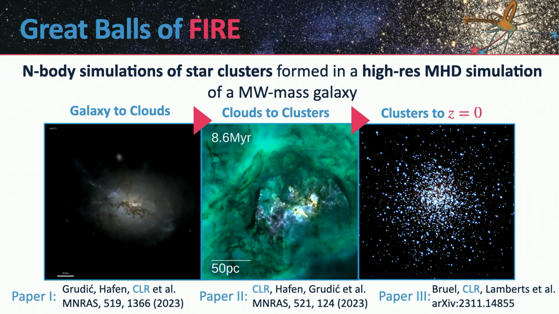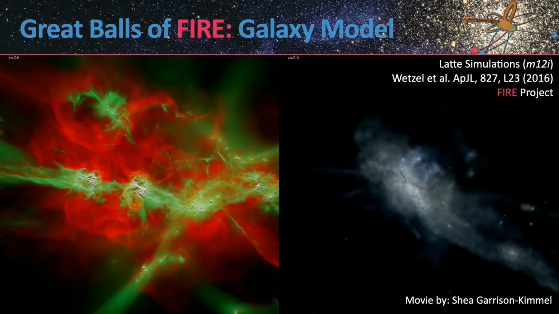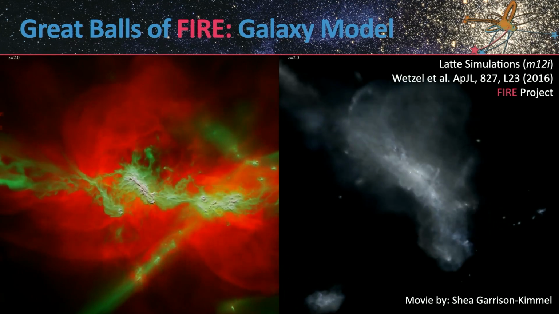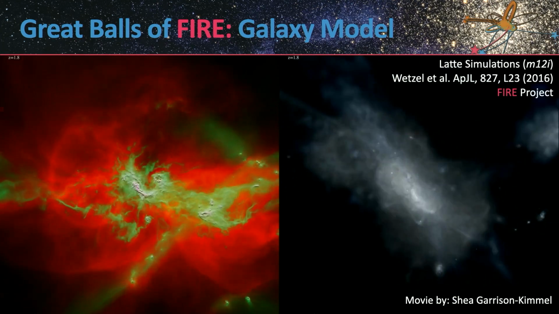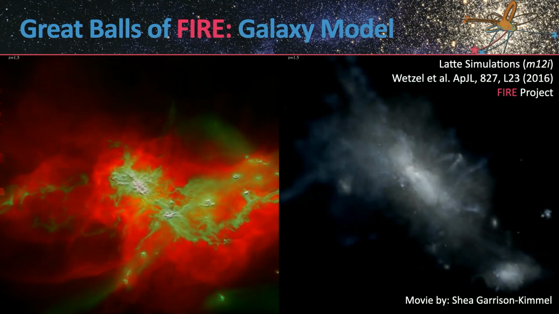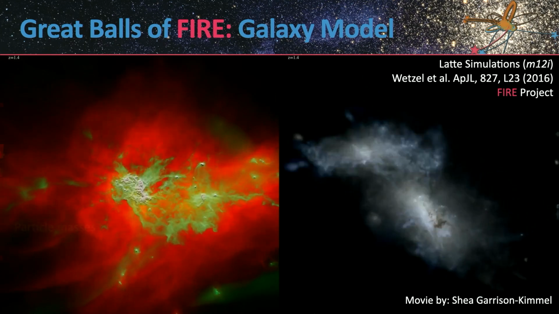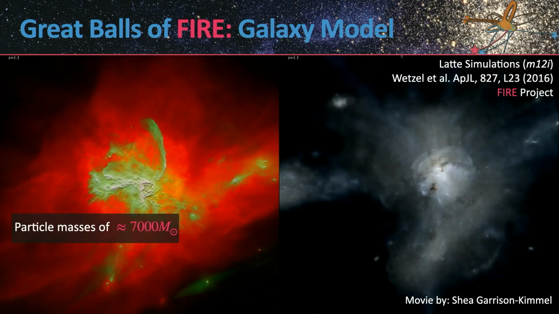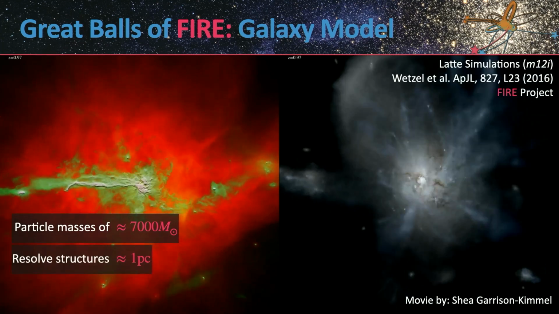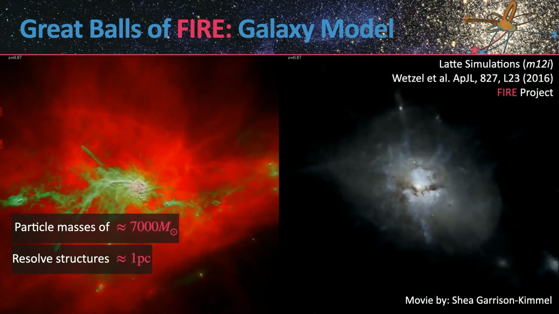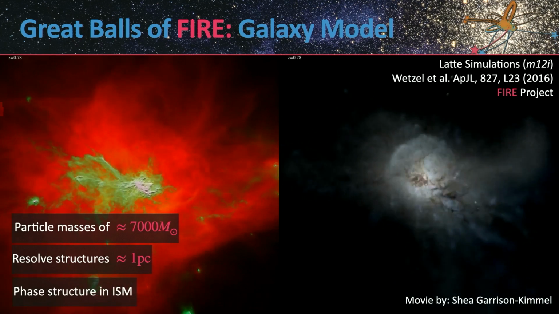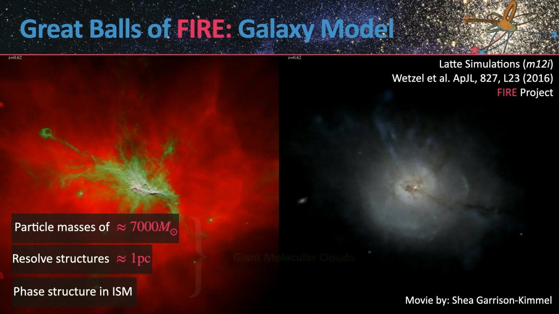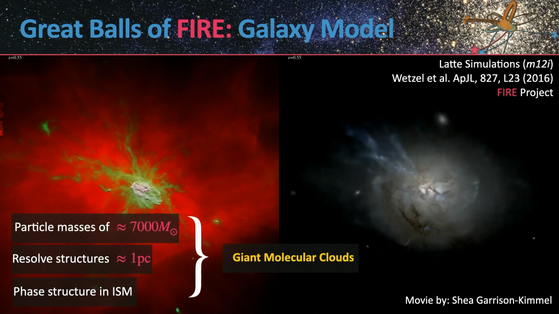To get into a little bit more detail about this, we started off with one of these FIRE simulations, in particular the m12i FIRE simulation, which represents, at least from the FIRE-2 suite of simulations, the closest that they were able to get to a Milky Way mass simulation. The nice thing about this is that it has relatively small particle masses, about 7,000 solar masses. It can spatially resolve structures down to about a parsec, and it can resolve the phase structure in the ISM itself, which means you have all the ingredients you need to look into the formation of giant molecular clouds in these simulations.